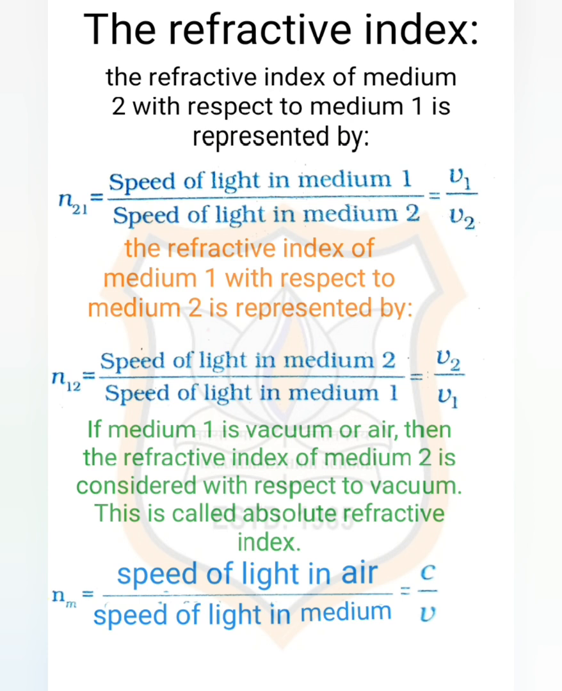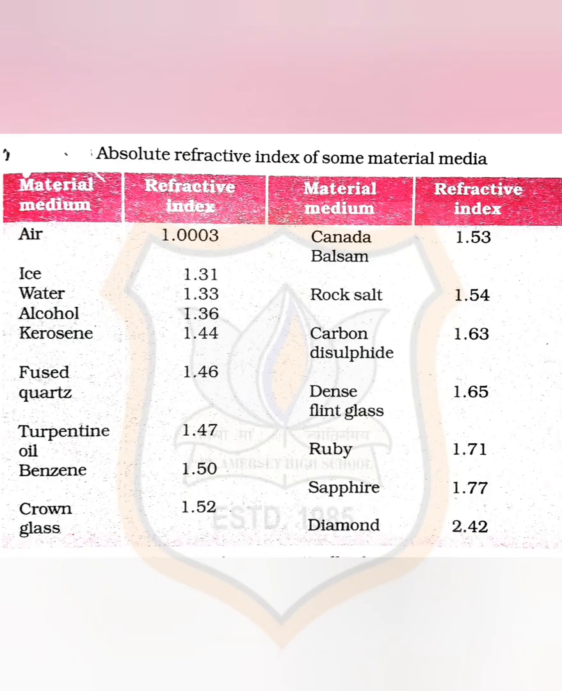For example, refractive index of water nw is 1.33. This means that the ratio of the speed of light in air and the speed of light in water is equal to 1.33. Similarly, the refractive index of crown glass ng is 1.52. So, this is a chart about absolute refractive index of some material media.